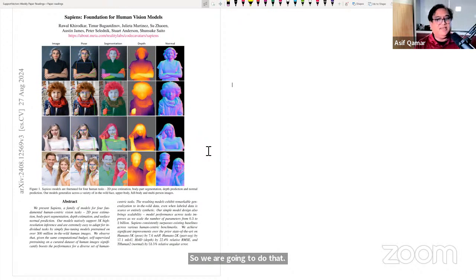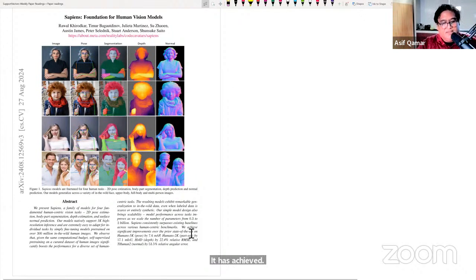The topic for today is this paper, which just came out fairly recently, about 2 weeks ago, which is Sapiens, Foundation for Human Vision Models. I consider this to be a very good paper and worthy of attention. It has achieved something as close to being a foundational model for human images as, and we'll cover it in great detail.